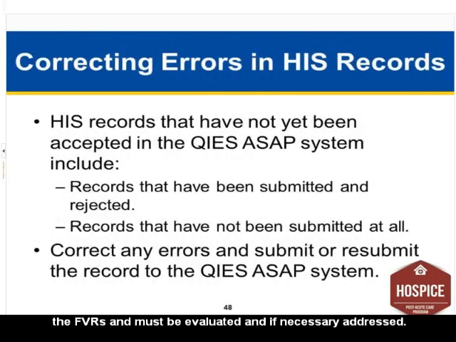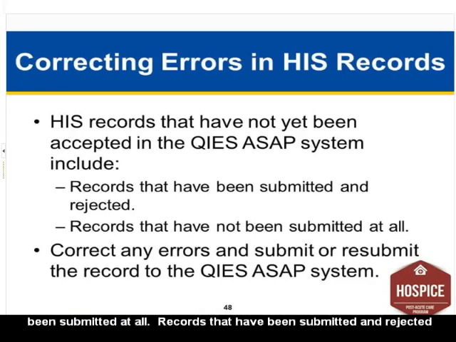If a HIS record is found to have errors that incorrectly reflect the patient's information within the respective record period as established by CMS, then that record must be corrected. The correction process will depend on the type of error. HIS records that have not yet been accepted into the KEYS ASAP system include records that have been submitted and rejected, or records that have not been submitted at all.